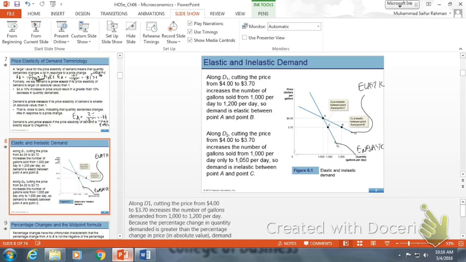What's the number? 2.66. It is minus 2.66. When you look at the absolute value of the elasticity of demand, this is greater than 1, so your demand is elastic. Right? Make sense? Now look at demand curve 2.